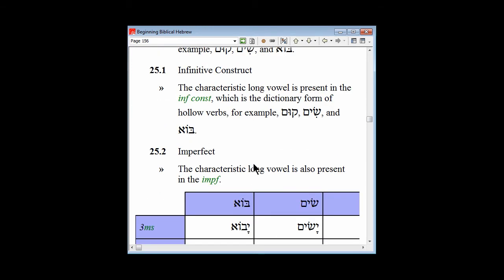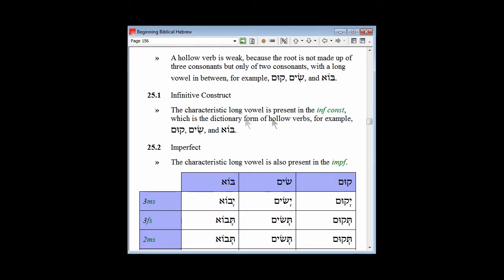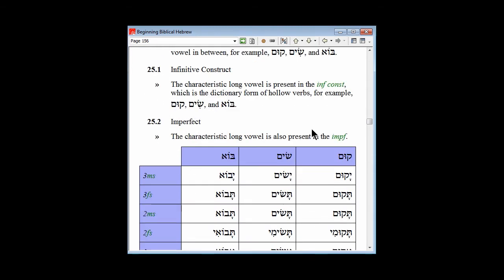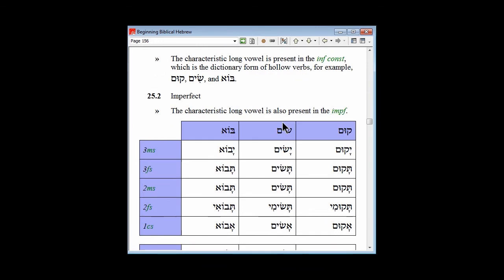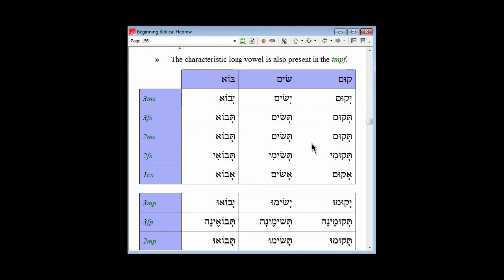The imperfect, the characteristic long vowel is also present in the imperfect. So if you look at the forms here, we've got a shureq middle, we've got a yod middle, hireq yod, and then a holem vav. For some reason, the hireq does not show up in my digital edition, so that's a typo, but you get the idea anyway because of the yod.